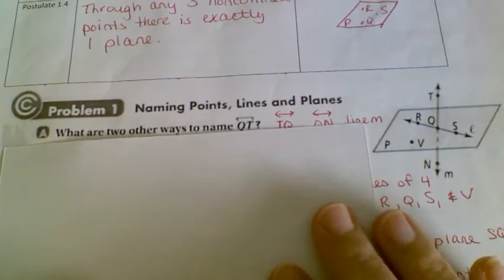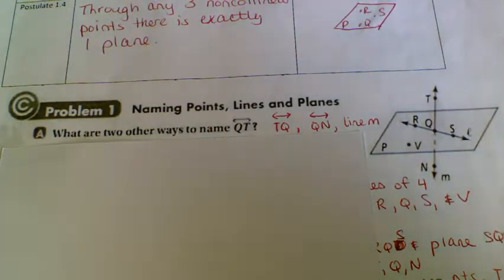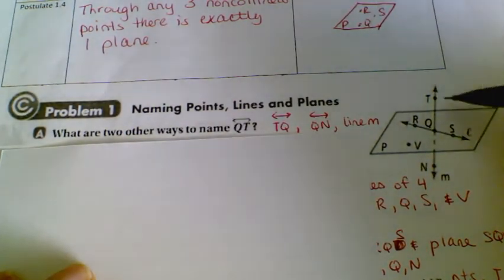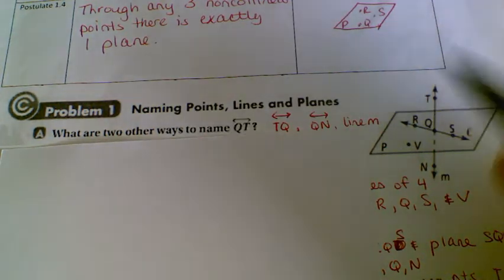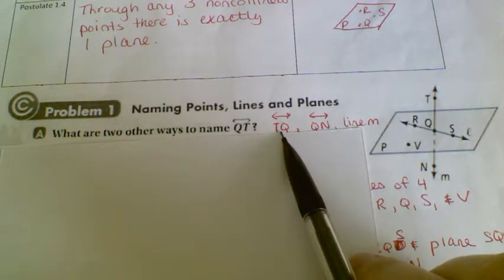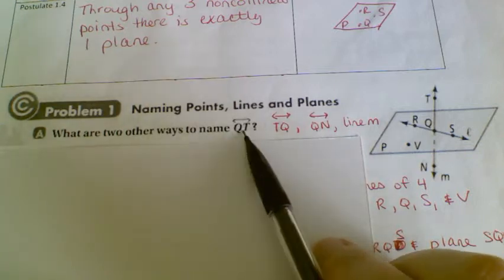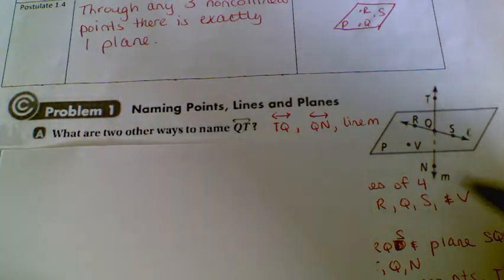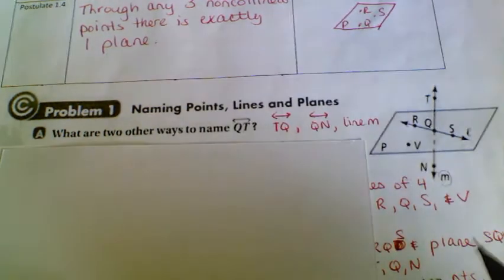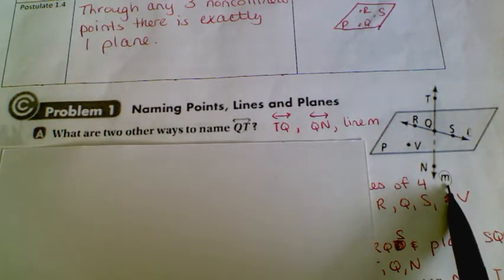On this first one, what are 2 other ways to name line QT? Well, first I locate, here's line QT. You can name a line using any 2 points, and you can also reverse them. So another way to name it would just be saying line TQ, just reversing that order. Another 2 sets of points would be line QN or line NT. Those are all the same. The last way is just using the lowercase single letter. So I could just say line M.